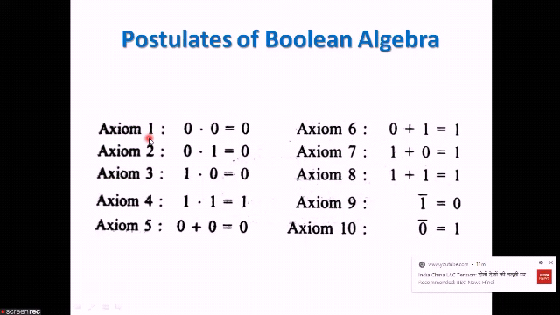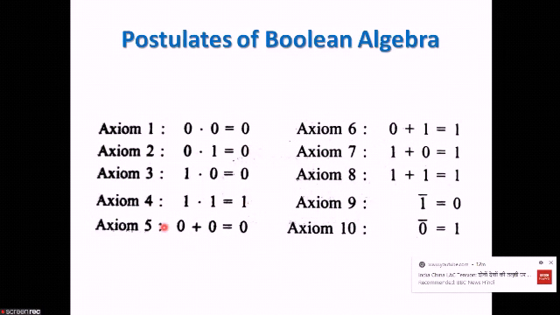Now, see this axiom 1. Axiom 1 is 0.0 is equal to 0. This is nothing but the AND gate. Next is axiom 2, 0.1 is equal to 0. Axiom 3 is 1.0 is equal to 0. Axiom 4 is 1.1 is equal to 1. These four are based on the AND logical operation of the Boolean algebra, which indicates the multiplication.